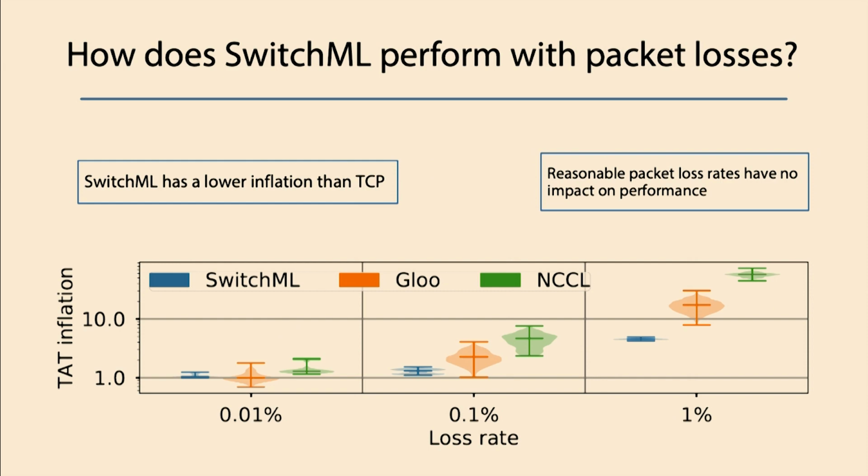And what we see here is that for very small packet losses, what we're comparing here is the ratio of the time it takes to do aggregation for a single tensor versus a system with no packet losses whatsoever. So for very small packet losses, we see that occasionally Gloo is actually faster than us, but it's also equally slower than us, as is NCCL. As we go to larger loss rates, SwitchML's packet loss recovery mechanism works quite a bit better than the existing mechanisms involving TCP.